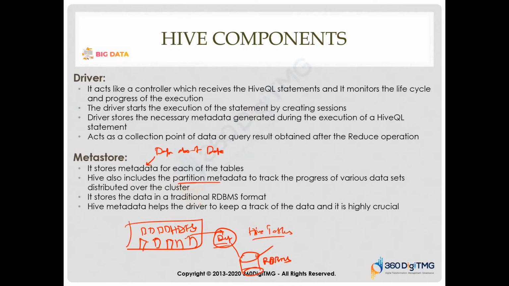And this, as I said, is a traditional RDBMS system. So your schema information is also stored in a table structure. The metadata helps the driver to basically keep track of the data. Now, if the driver has to monitor and make sure everything is in place, it needs to know what is happening, right? So it connects with metastore to understand those things. It's just an RDBMS system which will hold all the information about your Hive tables.